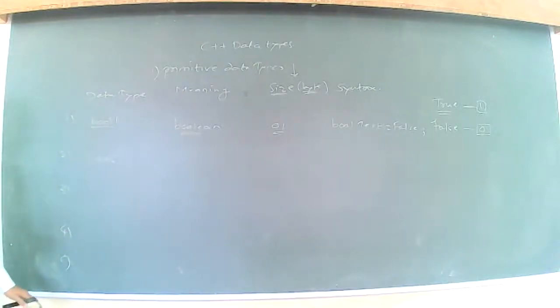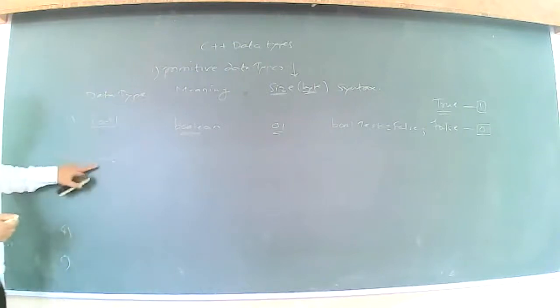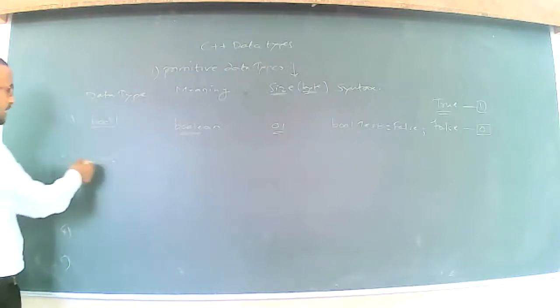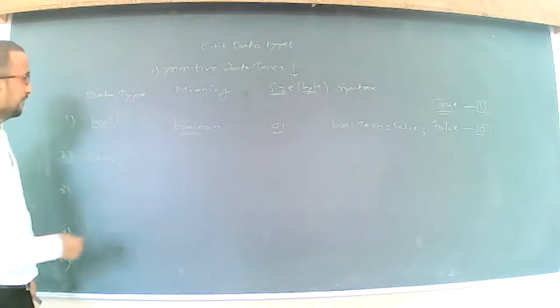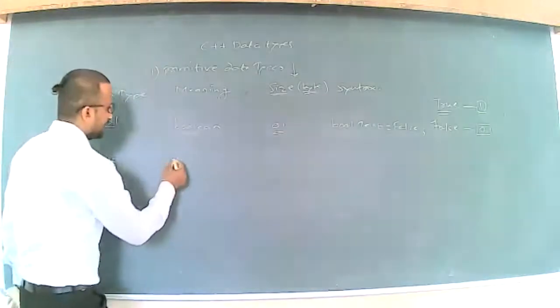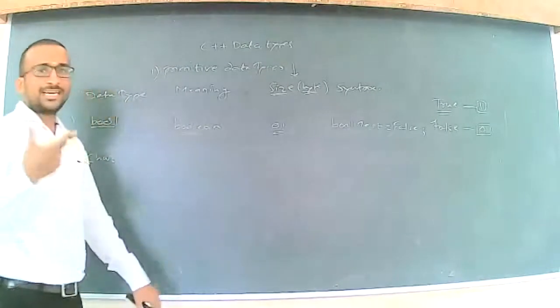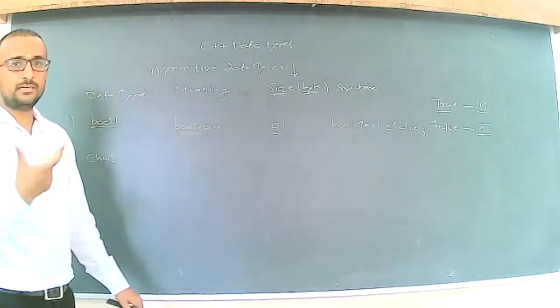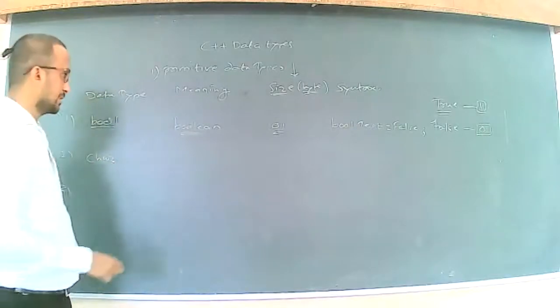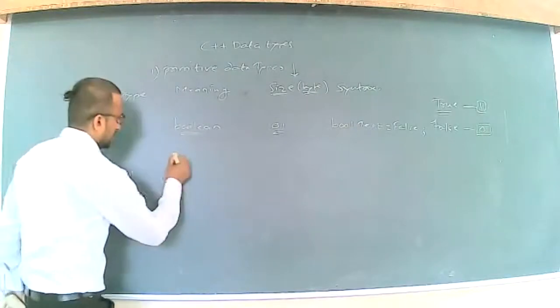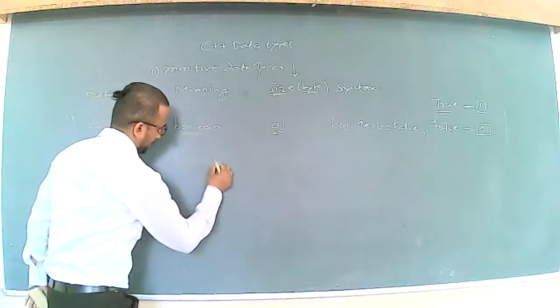Then the second data type that we can discuss is character. Yesterday we discussed that the second type of data type is character. Now, what is the meaning of this char data type? The meaning of the char data type is that we can store a character value in a variable, in that particular memory space.